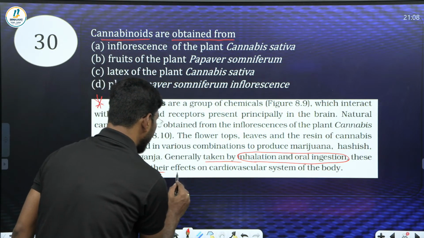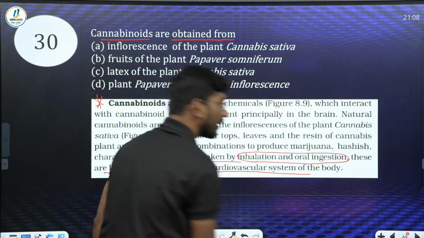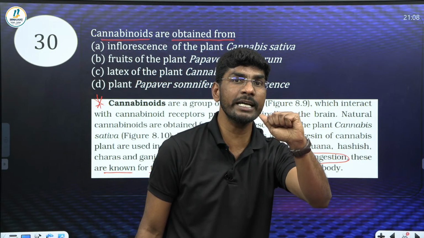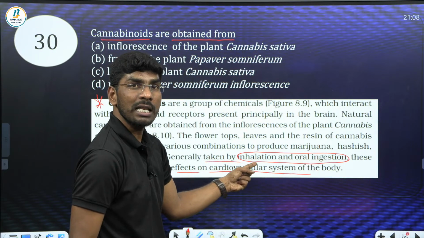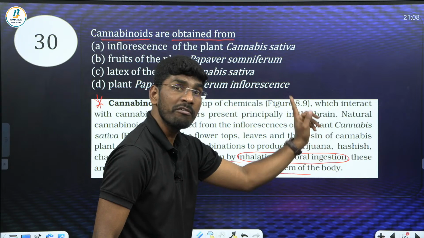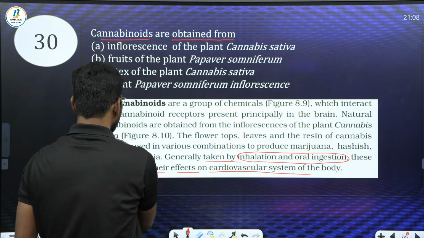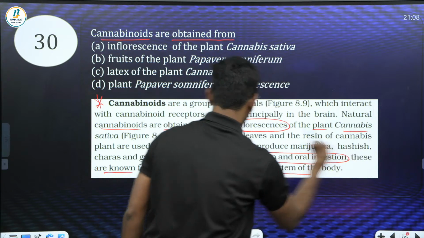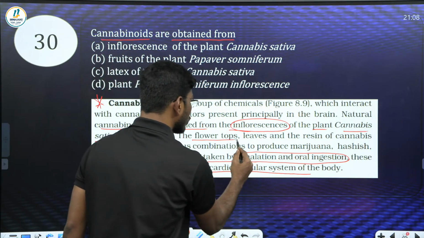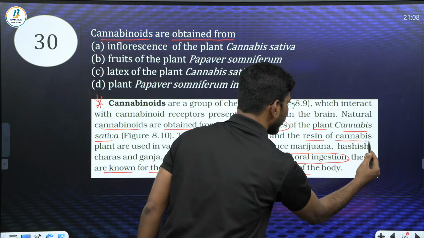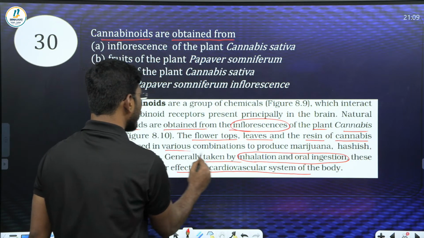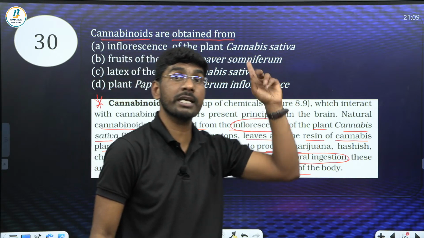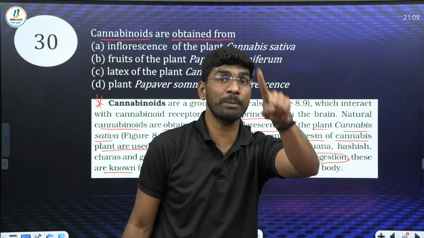These are known for their effect on the cardiovascular system. Remember, cannabinoids act on where? The cardiovascular system. Mode of intake is what? Ingestion and also inhalation. These two are the main important points. Wait. Next, from here, what is given? Cannabinoids are obtained from the inflorescence of the plant Cannabis sativa: the flower top, leaf, resin of cannabis. These plants are used in various combinations of drugs. Beta, look at it: hashish, marijuana, different drugs. Cannabinoid drugs are thoroughly prepared.